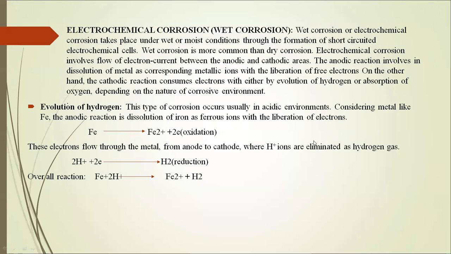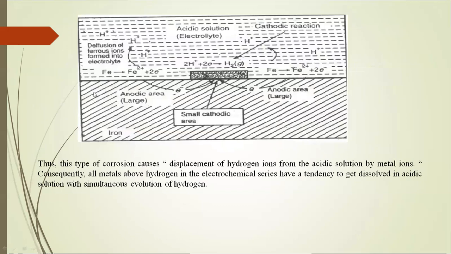Here, the cathodic reactions consume the electrons either by the liberation of hydrogen gas or else by absorption of oxygen. So cathodic reactions consume electrons with liberation of hydrogen gas and absorption of oxygen. Coming to the evolution of hydrogen gas, let us take a particular metal, an iron metal. That iron metal is in contact with an acidic medium.